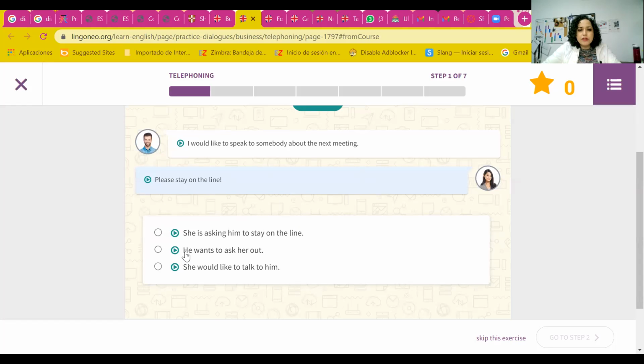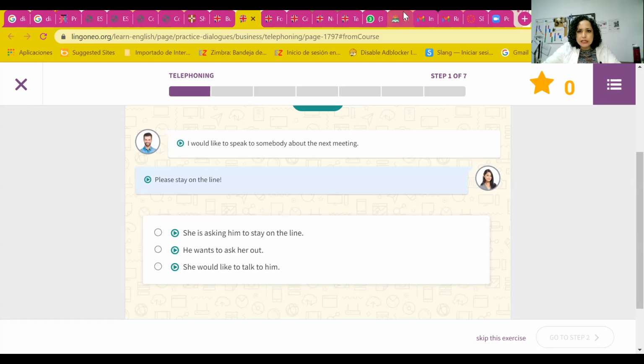What is this conversation? She's asking him to stay on the line. He wants to ask her out. She would like to talk to him. What was the answer for her? Was it either first, second, or third? Second. He wants to ask her out? No, it's not. We check on that one. So, which one is it?